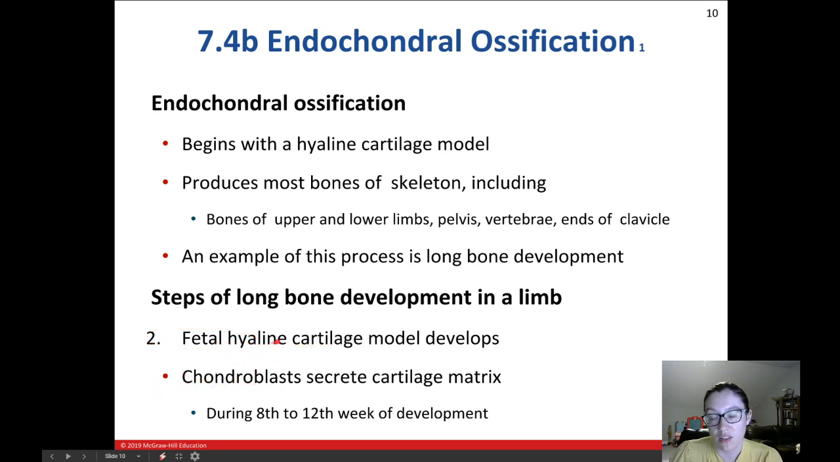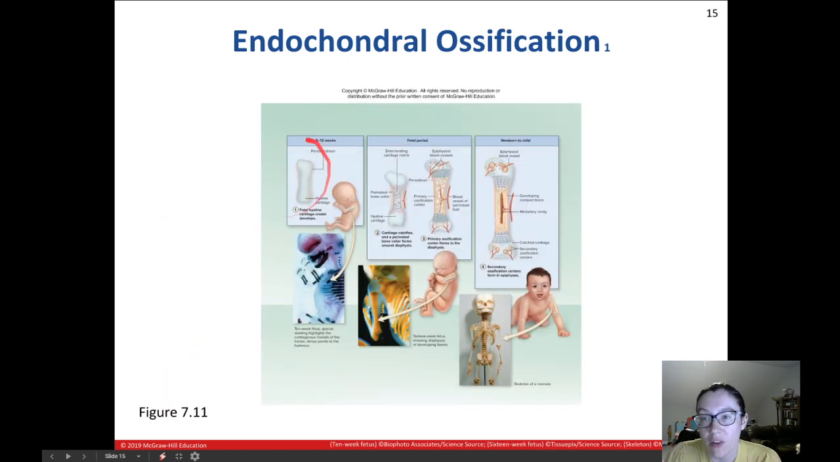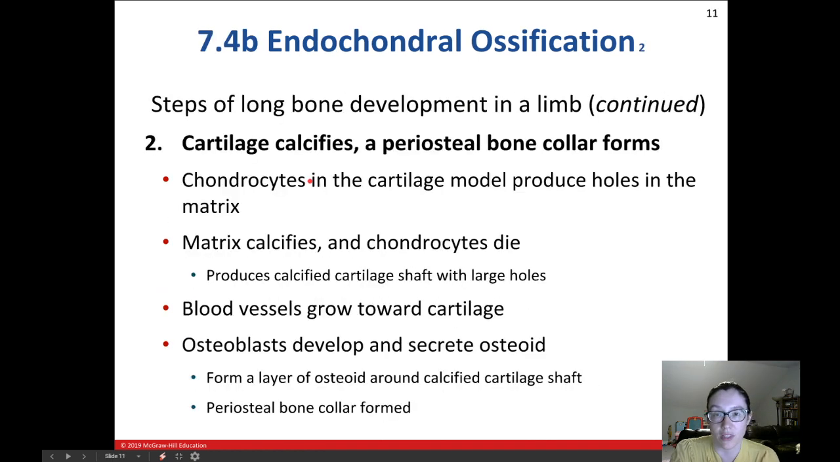The first thing that's going to happen is that the fetal hyaline cartilage model is going to develop. This is going to happen pretty early. Once again, we said during the 8th through 12th week of development is when this is going to start happening, during that first trimester. Chondroblasts are going to be secreting that cartilage matrix. Sorry, I'm going to be flipping through. So we've got this right here. This is our hyaline cartilage model, and we have our perichondrium, which is the connective tissue around our hyaline cartilage. This happens really early, about 8 to 12 weeks.